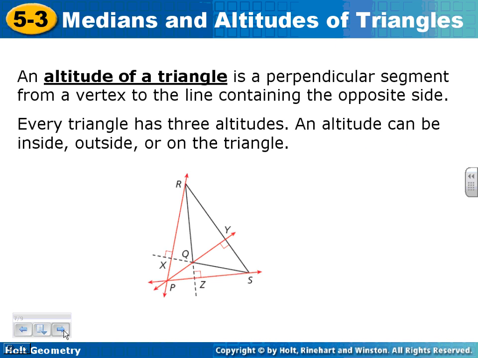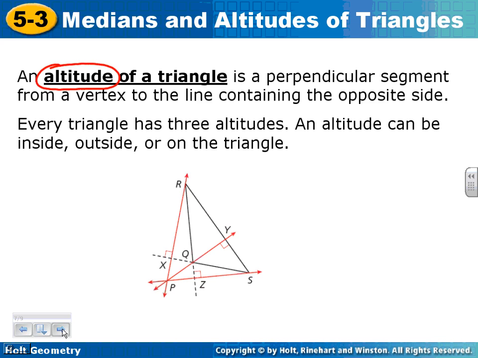The next slide talks about a new definition. This is the fourth one. We've talked about perpendicular bisectors. Then we talked about angle bisectors. And then medians. This is a new one. Fourth one. Fourth word, altitude. An altitude of a triangle is a perpendicular segment from a vertex to the line containing the opposite side. Every triangle has 3 altitudes because they have 3 vertices. An altitude can be inside, outside, or on the triangle.